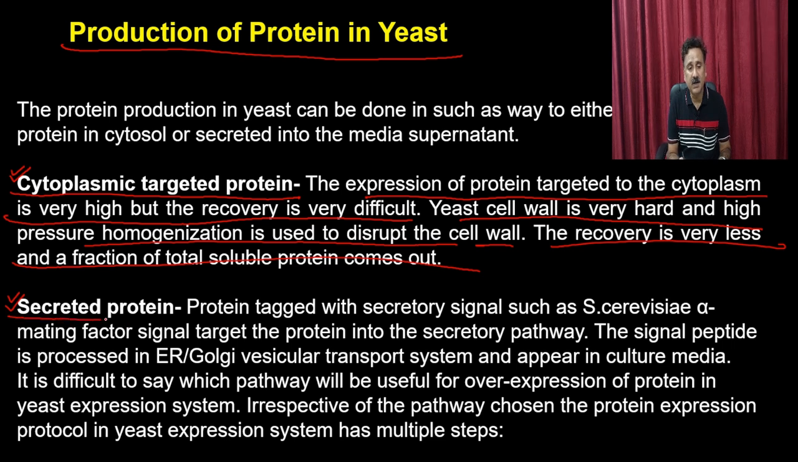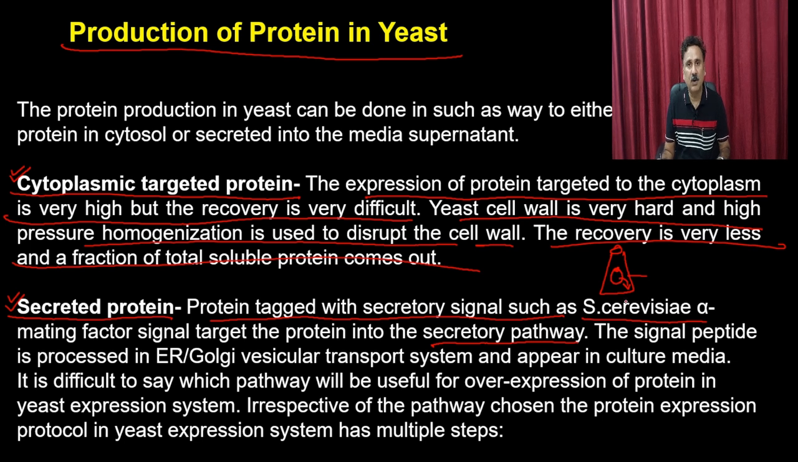Whereas in the case of secreted protein production, the protein is tagged with a secretory signal such as the S. cerevisiae alpha mating factor, which targets the protein into the secretory pathway, right? Once it is in the secretory pathway, it is going to be secreted into the media, which means if suppose you have taken a flask, right? And suppose this is the yeast. Then it is going to secrete out of this cell, okay? It is going to be present in the media.